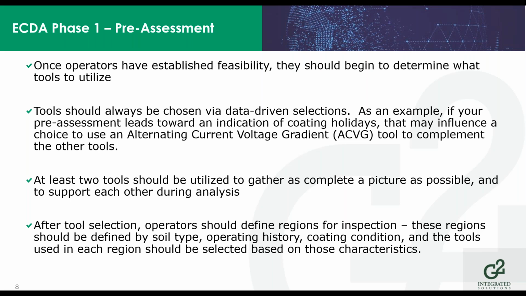So once the data collection's been finished, operators should determine what tools to use based on those data collection results. Tools should always be chosen via data-driven selections. For example, newer pipe, maybe with an FBE coating and anticipated pinpoint holidays, maybe it's a newer line, or you're doing an ECDA on an HDD where you may have small holidays based on pulling the line back. You may be best served using a combination of a CIS or maybe an ACVG or a DCVG tool. Current mapping tools may be a good idea if data collection anticipates you've got stray current available. So that might be a good tool to use.